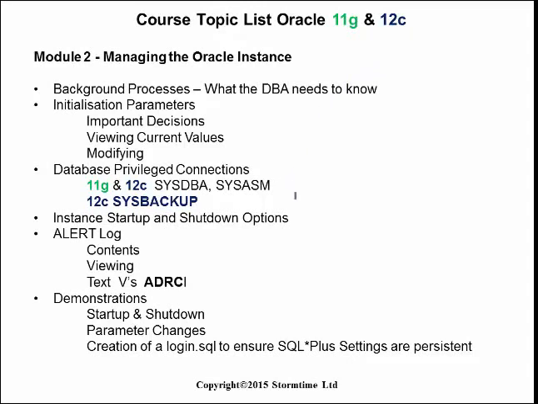Database privilege connections. One of the things that we're trying to do in Oracle databases in every single release now, including the two we're looking at here, is what we call separation of duties. Evidently we want to know how to have a controlled startup and shutdown. The alert log. A lot of admin tasks are noted in the alert log, as well as some error conditions. That again has changed in both 11G and 12C, where we shouldn't be looking at the text version anymore, we should be looking at ADRCI.